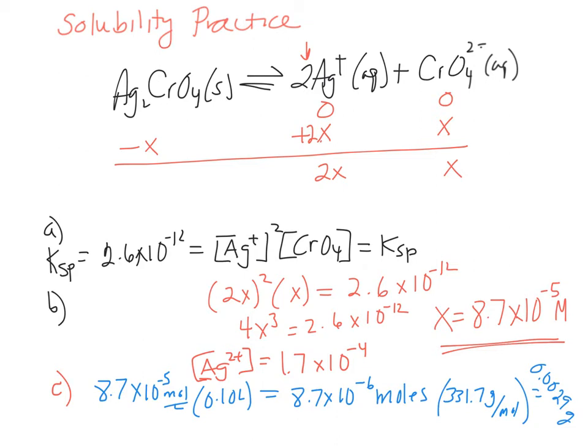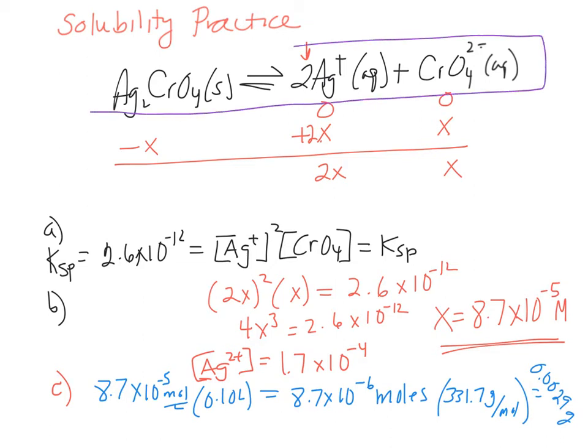Okay, for part D, it says a 0.1 mole sample of solid silver nitrate, well, it's a nitrate, so it dissociates, is added to 1 liter of silver chromate. So let's go back up to our equation up the top here. Right, and we're going to look at this equation.